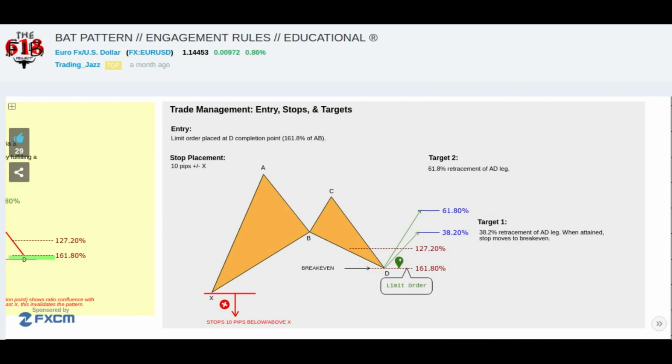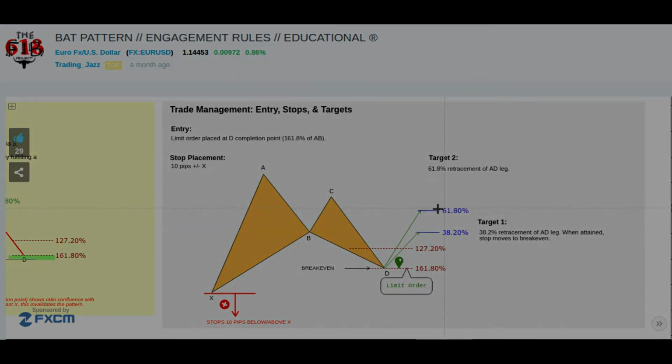Look left. Target 1. The 38.2% retrace of the A to D leg. When attained, stop moves to break even. Target 2. The 61.8% retrace of the A to D leg.